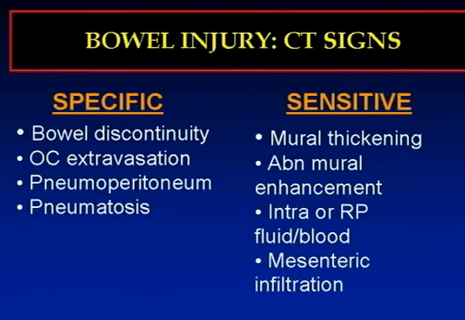Well, there are specific signs, and they include the presence of bowel discontinuity, oral contrast extravasation, pneumoperitoneum, and pneumatosis, but unfortunately they're only seen in the minority of cases. So the more sensitive but less specific CT findings to look for are the presence of mural thickening, abnormal mural enhancement, intra or retroperitoneal fluid or blood, and the presence of mesenteric infiltration.